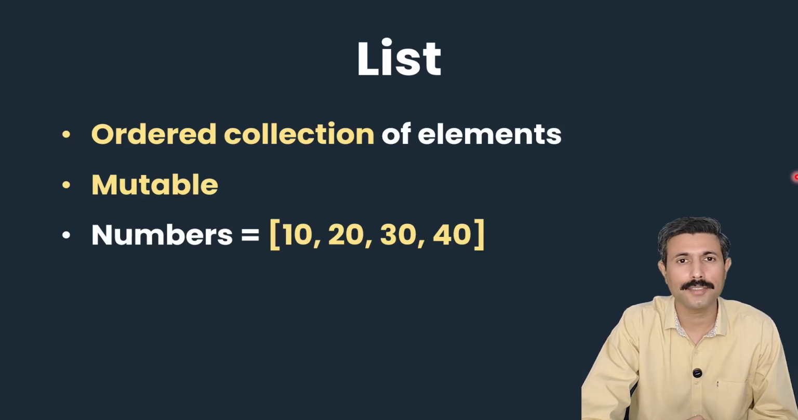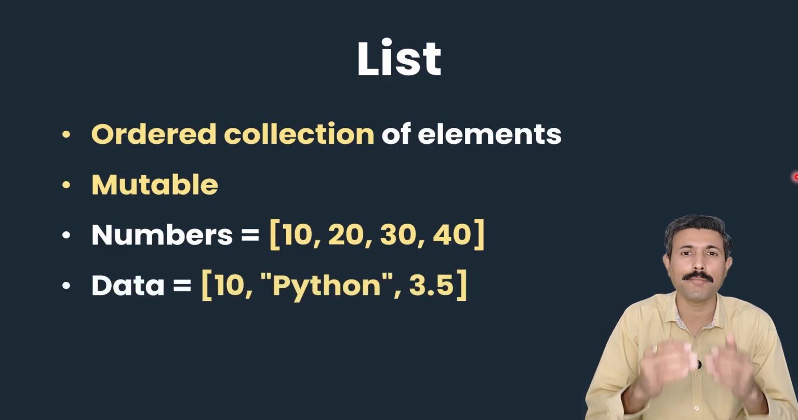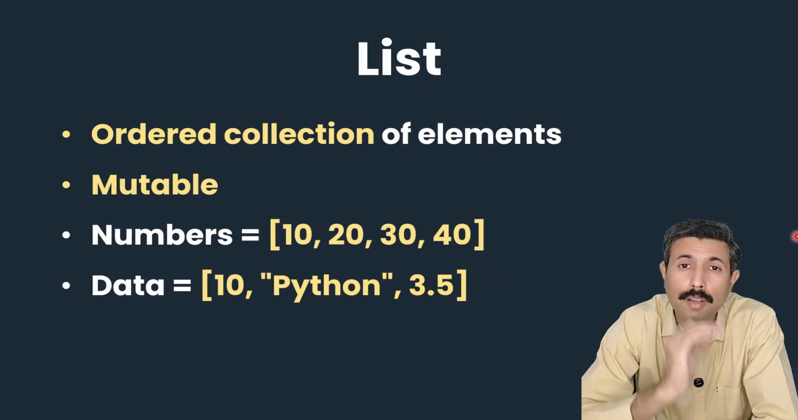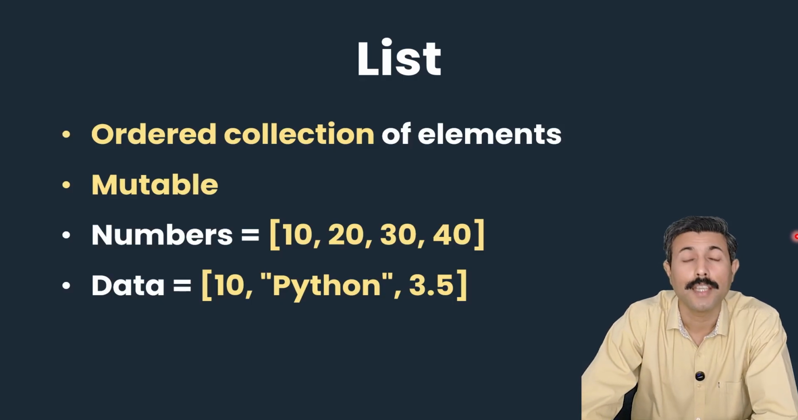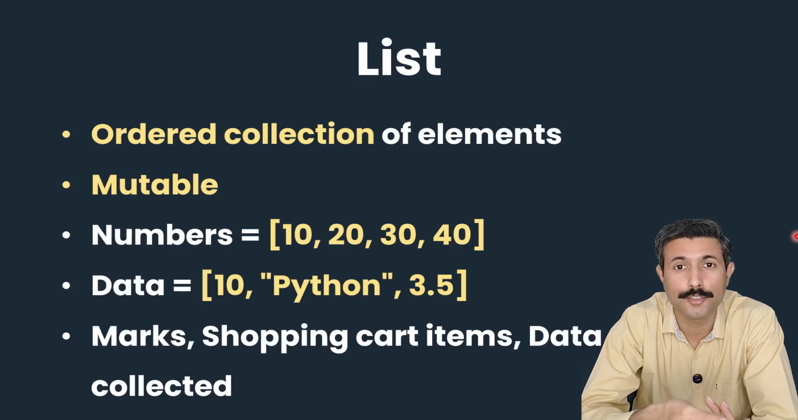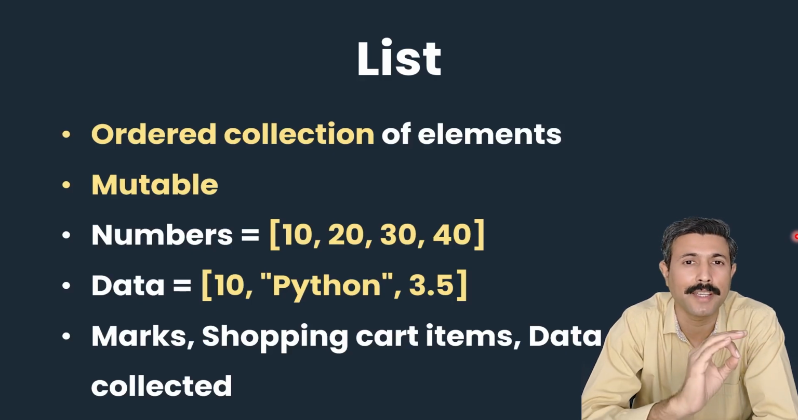Another important thing is that a list can store integer, float, string and even mixed data. Here you can see integer, float and then string. So this is a mixture of data, and you can store this mixture of data in a list. Because of this flexibility, lists are extremely useful. In real-world applications, they are used for student marks, shopping cart items, data collection from users and many more. So the list sequence data type is really very helpful.